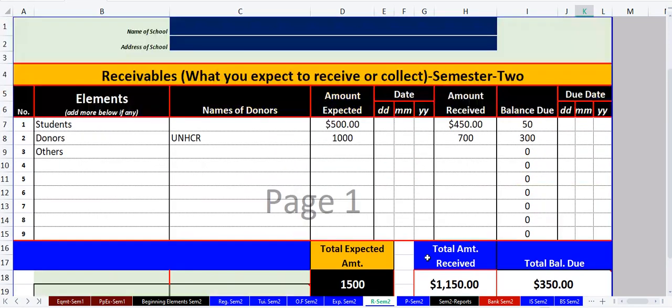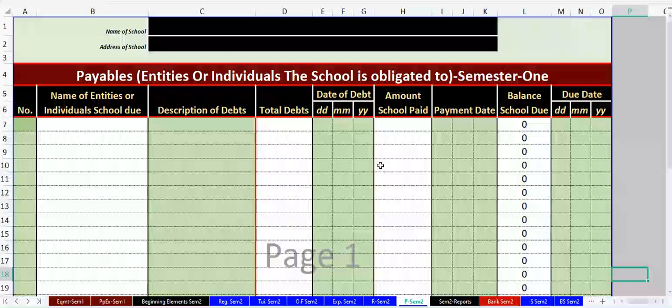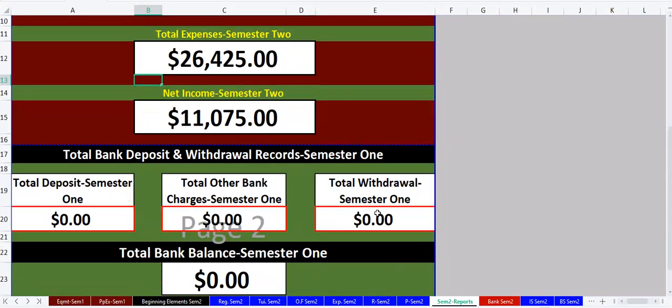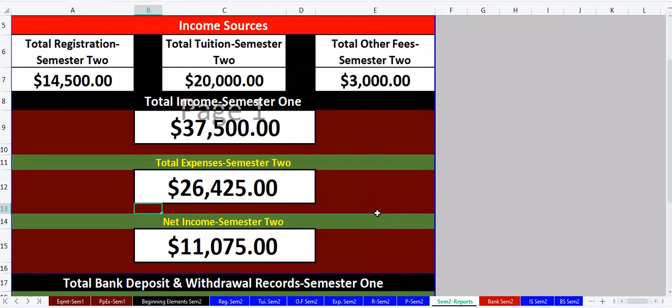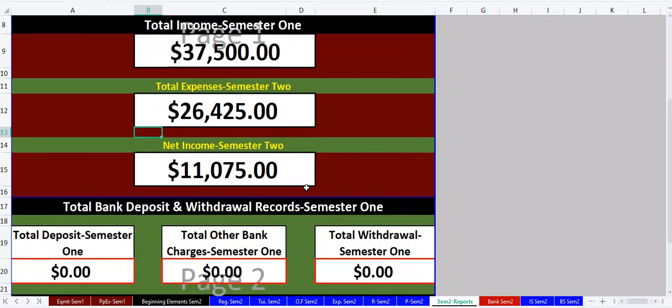Then we come to payables. We don't owe anybody, so we are not in arrears, so we leave it just like that. If you come to the report now, you're going to see something happening here. As you can see, this is the second semester report. This is not the annual report. I'm coming to the annual report, but this is the second semester report. Great. So this is our net income, 11,000.